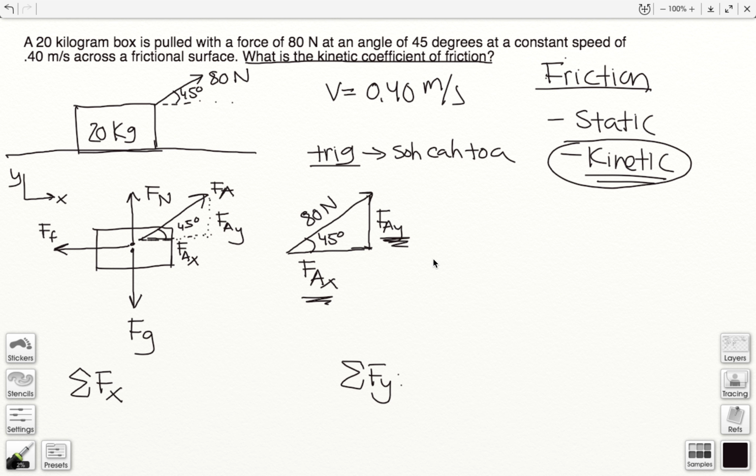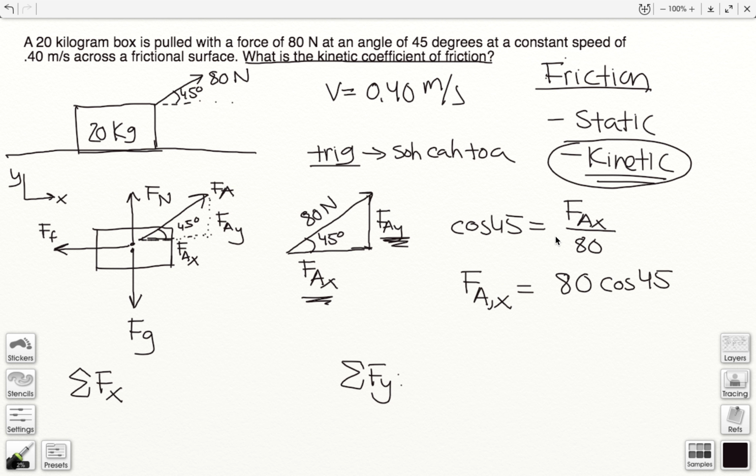So for FAX, cosine of 45 is adjacent over hypotenuse. This is the adjacent side, so that is equal to FAX over our hypotenuse, which is 80. So the x component of the applied force will simply be 80 cosine of 45. Similarly, sine of 45 will be FAY over 80, so if we rewrote that, it will be 80 sine of 45. And if this does not come easily, go back to trig and review sine and cosine.